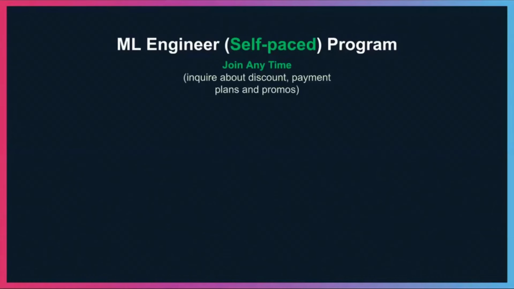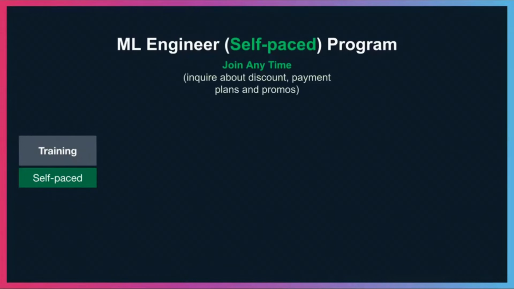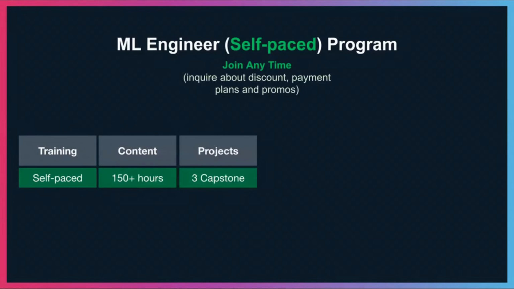And again, we have 3 options. You can go with a self-paced program. The price will be lower, but it's not a Udemy course because it's a mentorship-based service. You can join anytime. And you do self-guided training. We have hundreds of hours of videos, a ton of exercises and exercise solutions, and some of them are recorded as well. Content, and you work on 3 capstone projects.